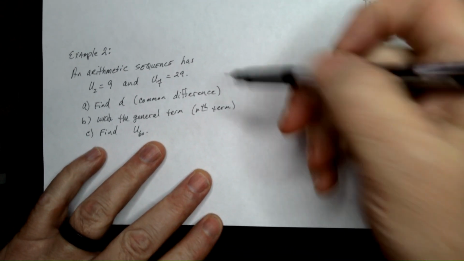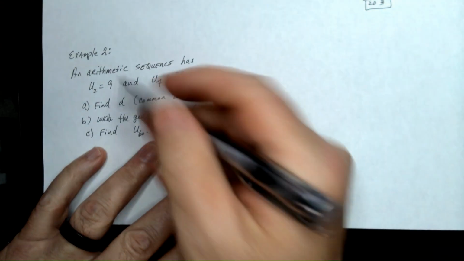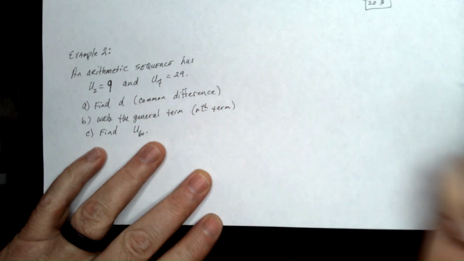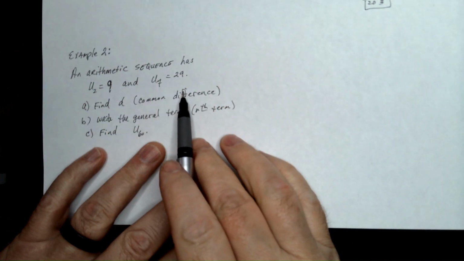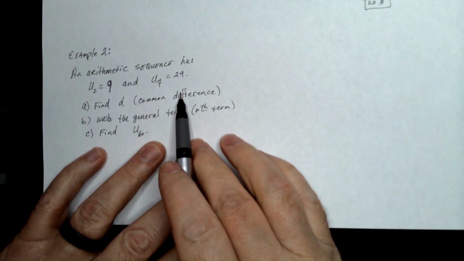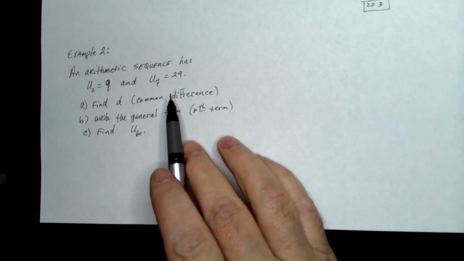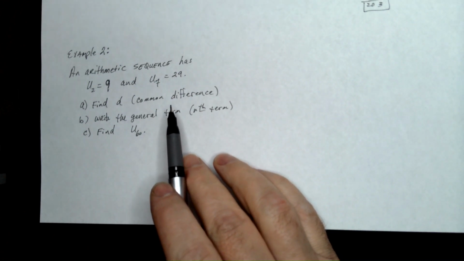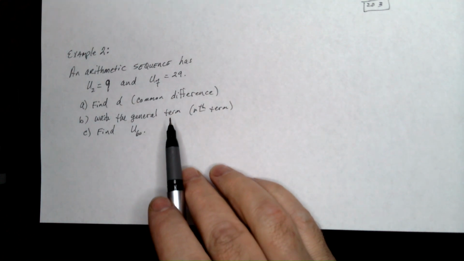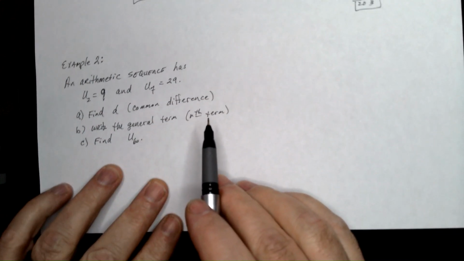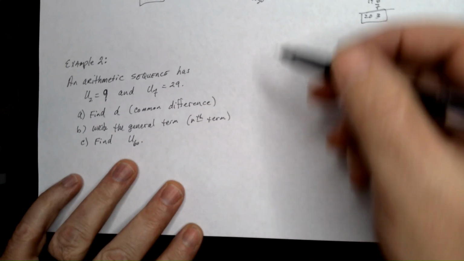Example number 2 right here, it says we have an arithmetic sequence. The second term is 9, and the seventh term, well, that's 27. So that's a little bit uglier right there. We have to do a couple things right here. We have to find the common difference. Then we have to write the general term, and then we have to find the 60th term.